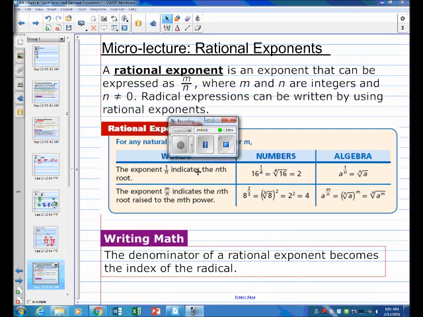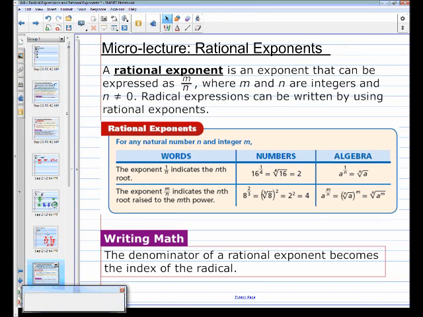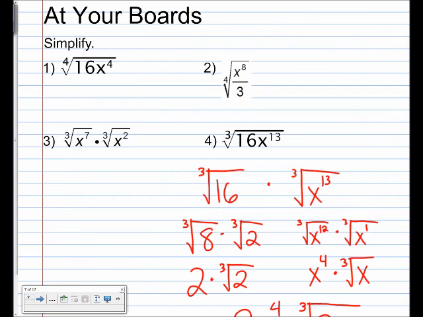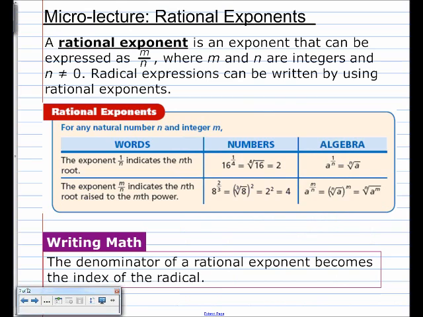Okay, so let's continue. We're going to talk about something called rational exponents. All right, so you hopefully have read this. If you haven't, read it quickly. We're going to talk about how you can actually go between radicals, which we've just started working with again, as well as exponents with a fraction in it.